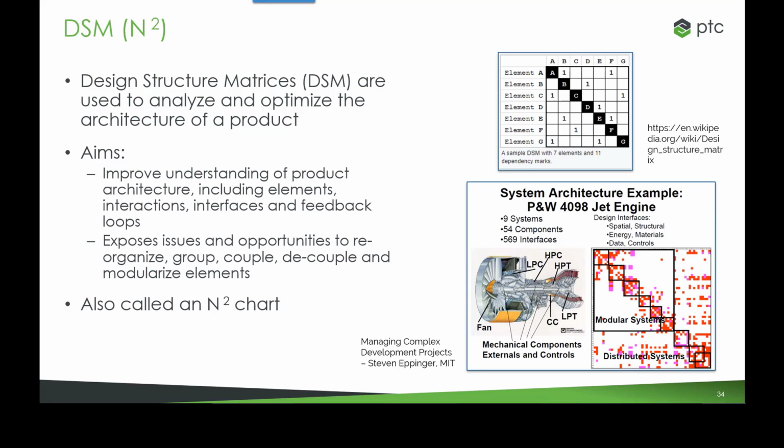And here's an example from the original research from MIT for Pratt & Whitney aerospace engine. You can see some of the patterns in a more complex DSM help you identify modules where things interact closely, and then help you understand where there is distribution across the system. So maybe things need to be more closely connected, or at least physically near to each other to work correctly.